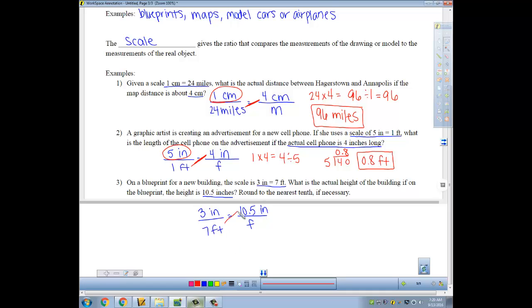So I'm going to cross multiply. So 7 times 10.5, and that is 73.5. And then you divide by your other number, so divide by 3, and you are going to get 24.5. It said round to the nearest tenth, but it already went to the nearest tenth, so that's fine. I look back, I see that it was F for feet, so 24.5 feet is going to be your answer.